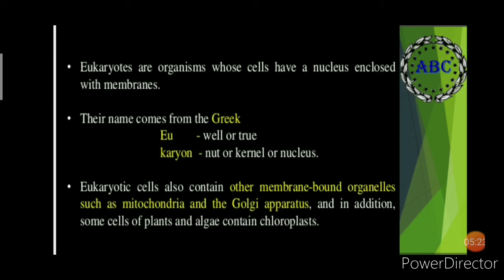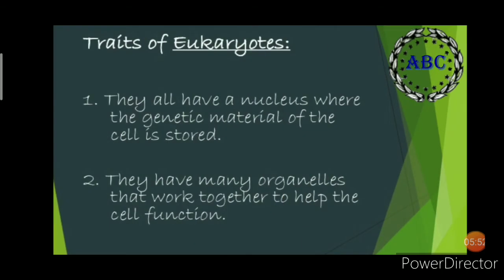Eukaryotes are organisms whose cells have a nucleus enclosed within membranes. Their name comes from the Greek word eu. Eu means true or well organized and karyon means nucleus. Eukaryotic cells also contain other membrane-bound cell organelles such as mitochondria and the Golgi apparatus, and in addition some cells of plants and algae contain chloroplasts.